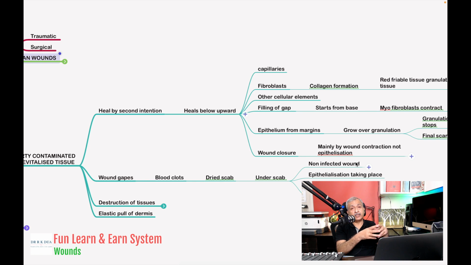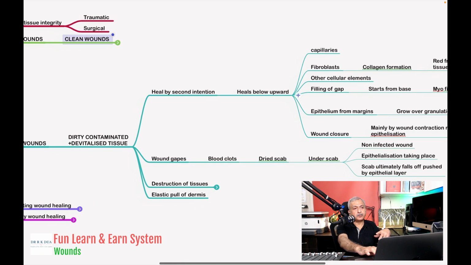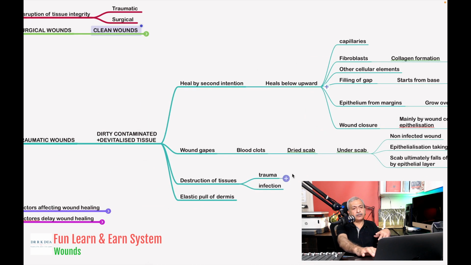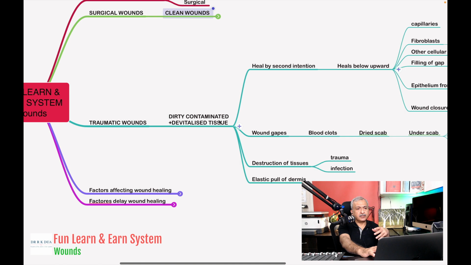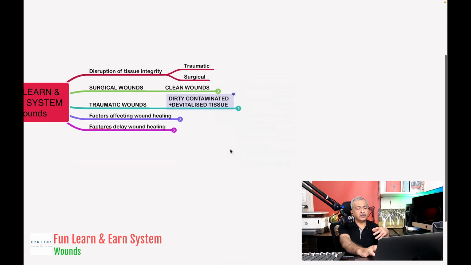If the wound is infected, then there is no chance of such things. So non-infected epithelialization takes place from the margins and the scab ultimately falls off, pushed by the epithelial layer. In the case of a traumatic wound, such as a road traffic accident wound, infection is also there. So these are the things that usually take place in the healing of the wound.